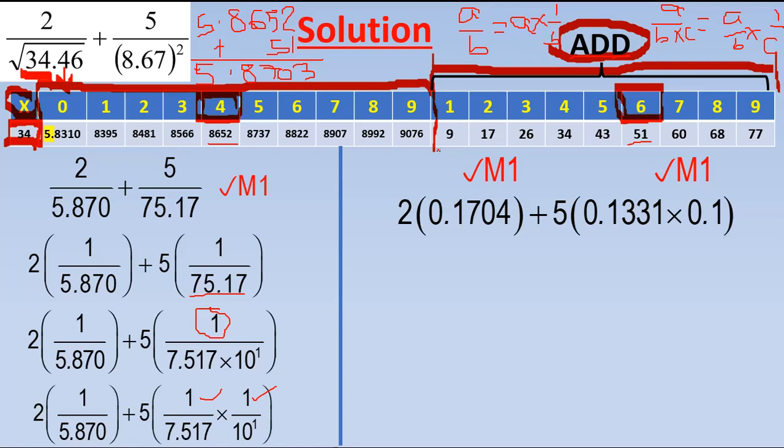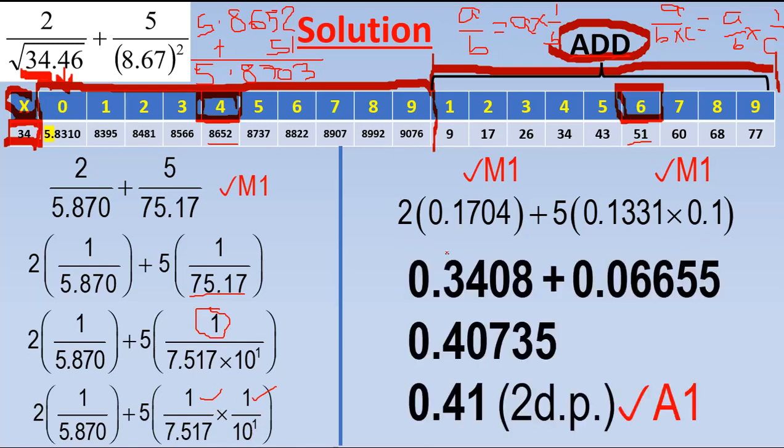Then 1 over 10 raised to power 1. 10 raised to power 1 is just 10. 1 over 10 is 0.1. Then carry out the multiplication. 2 times 0.1704 is 0.3408, and when you multiply the whole of this, you get 0.06655.